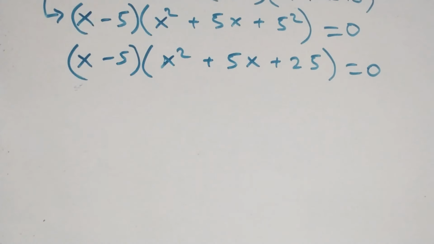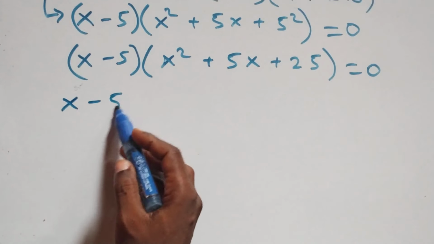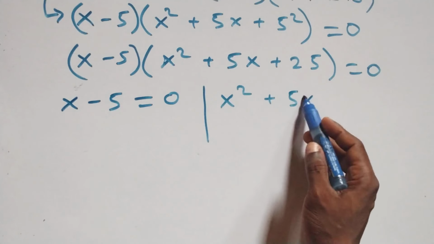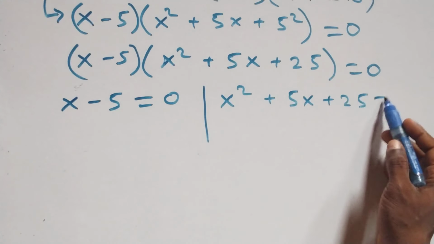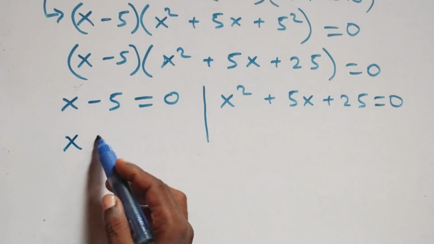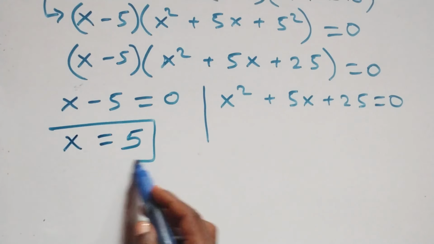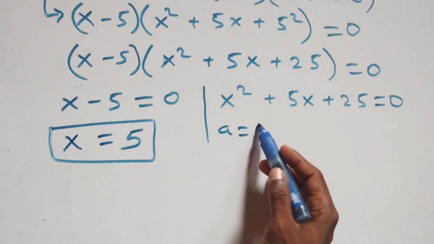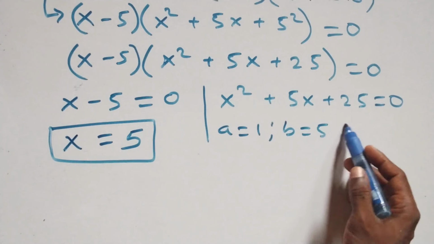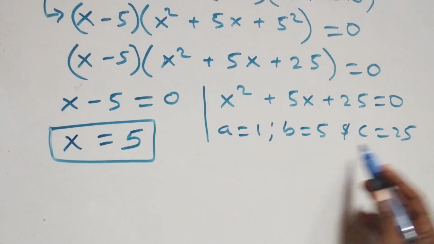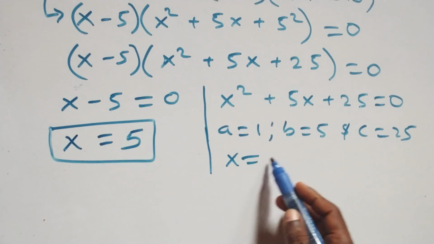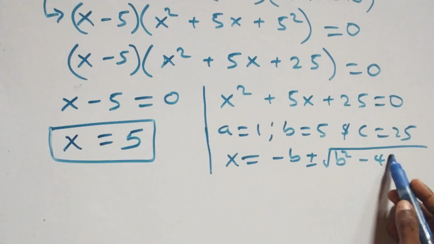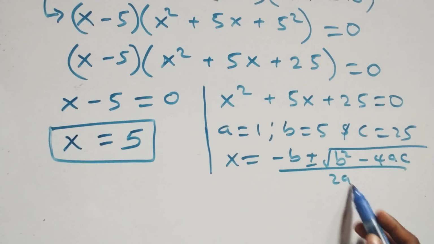That is also, we have two possible cases, x minus 5 equals 0, or we have x squared plus 5x plus 25 equals 0 here. Here we have x equals 5, which is a real solution. And here we have a quadratic equation where a equals 1, b equals 5, and c equals 25. Also applying the quadratic formula, which is x equals minus b plus or minus square root of b squared minus 4ac all over 2a.